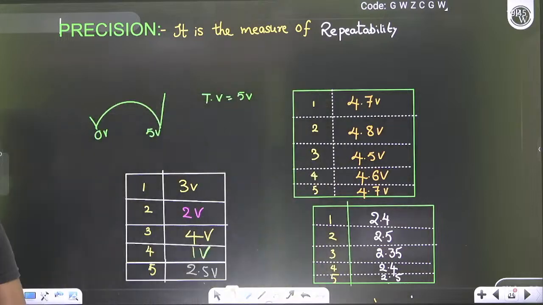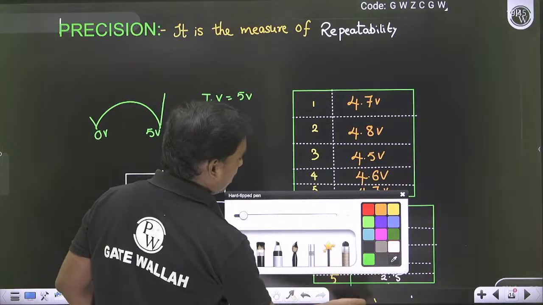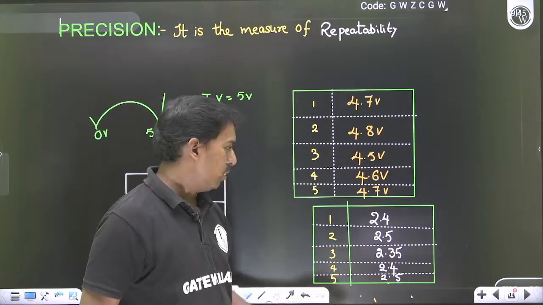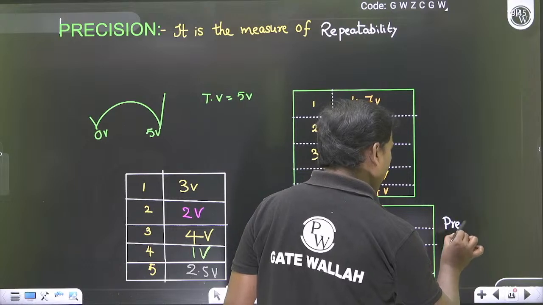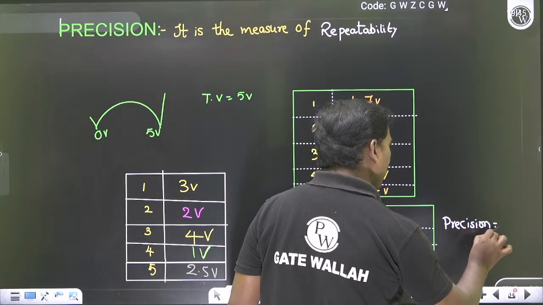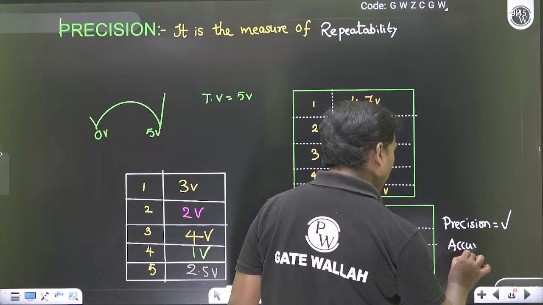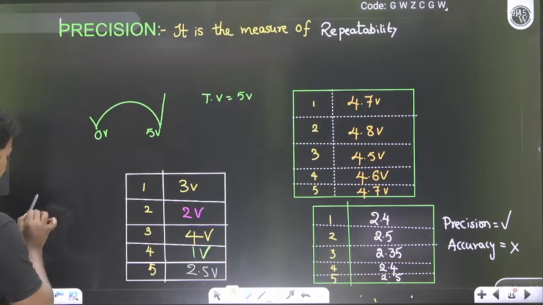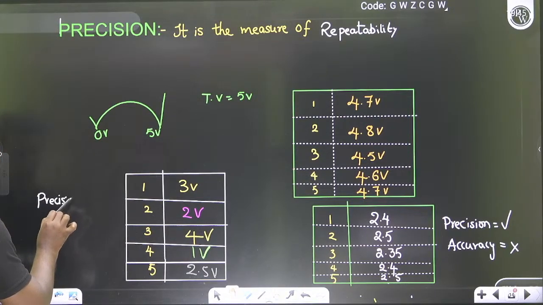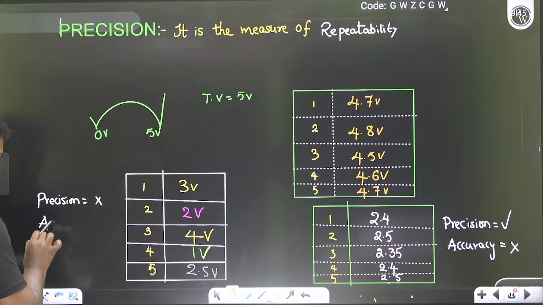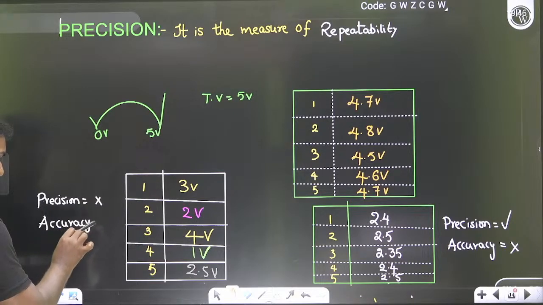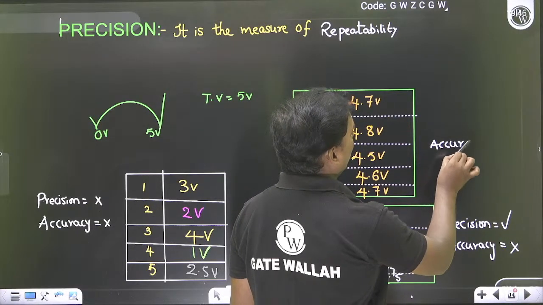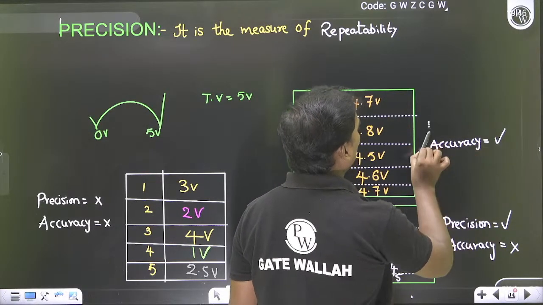If you check this, they are repeatable, but is it accurate? So here precision is good, but accuracy is poor. But if you see this one, precision is poor, and accuracy is also poor. But if you see this one, accuracy is good, and automatically precision is also good.